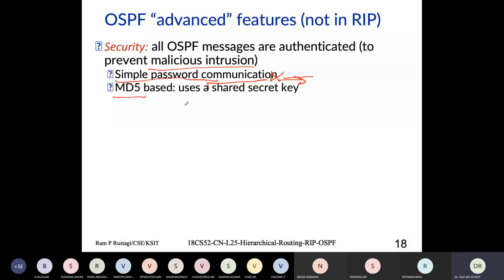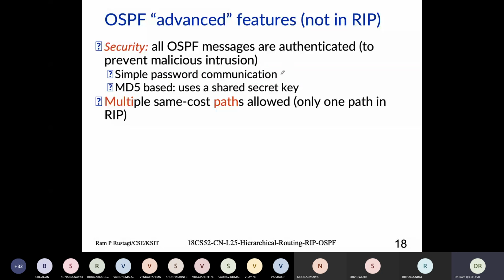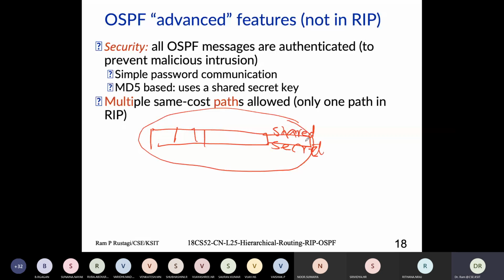Actually, one uses MD5, and the way MD5 communication works, I have a routing message. So let's say this is my routing message, containing all the networks and the hop counts. To this routing message, we append what is called a shared secret. And for the whole message, we run the MD5 algorithm and generate the MD5 sum, the MD5 hash.